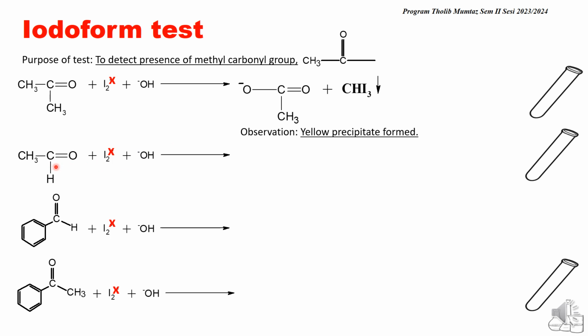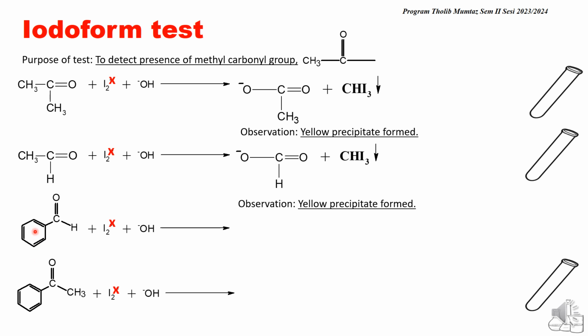The next structure, you are given an aldehyde. This aldehyde also contains a CH3 attached to the C double bond O. So this is methyl carbonyl group also, which will produce positive result with this iodoform test. The way to draw the product, the CH3 of the methyl carbonyl part will be changed into O negative. The rest of the structure remains the same. The side product is CHI3 precipitate, which gives us the observation yellow precipitate formed.